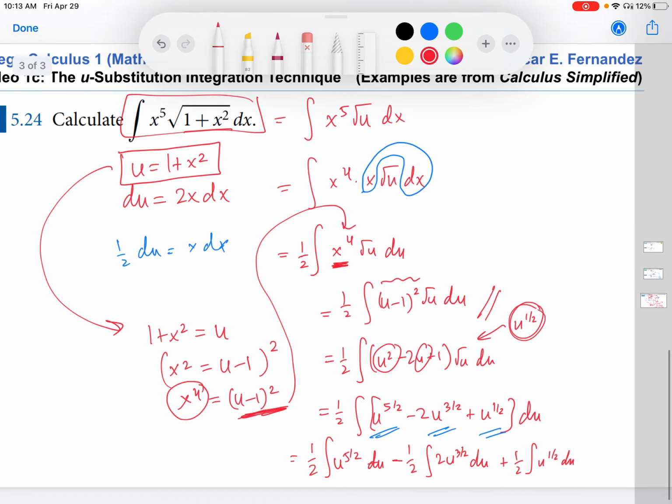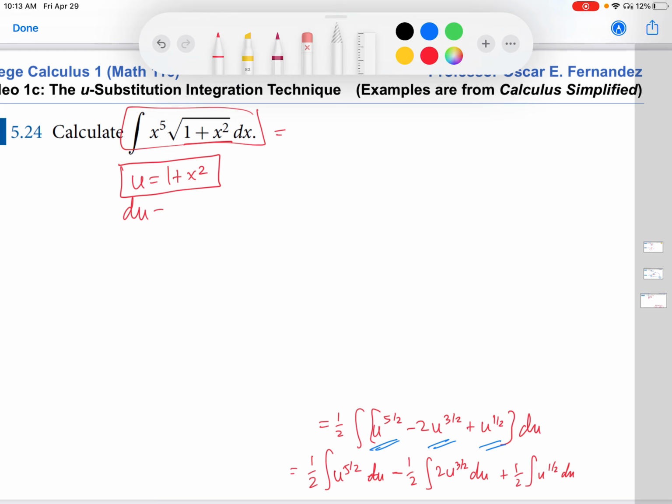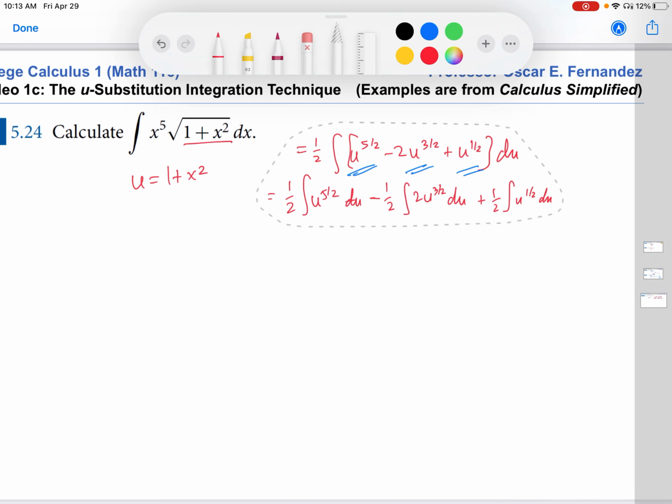So let me eliminate some of the clutter and bring things up so we can do some of that work. Oh great, it did not erase my u here. All right, so then let's bring all this up, see if I can grab the whole thing. There we go, bring it up there. And then now we do each one of these integrals.